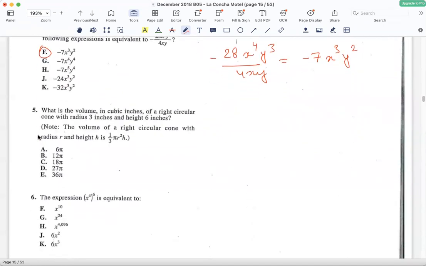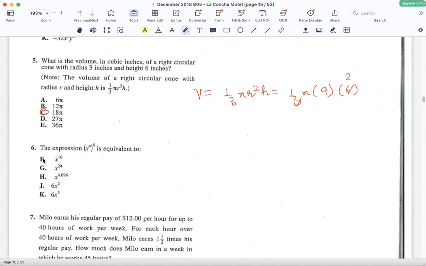What is the volume in cubic inches of a right circular cone with radius 3 and height 6? So the volume of a cone is 1 by 3 pi r squared h. The radius is 3, so 3 squared is 9, and height is 6, so 3 2s are 6, 18 pi.